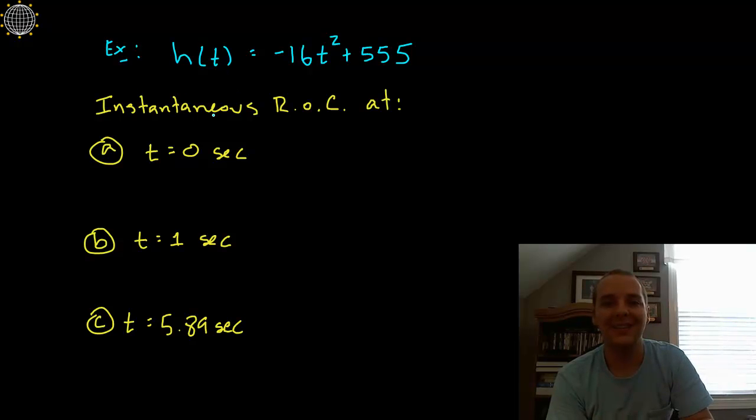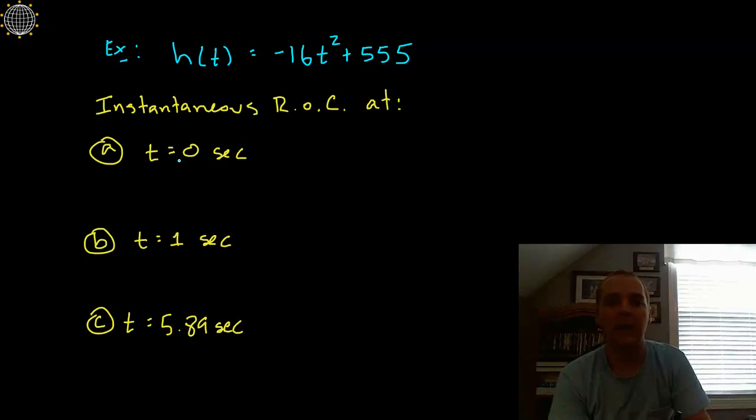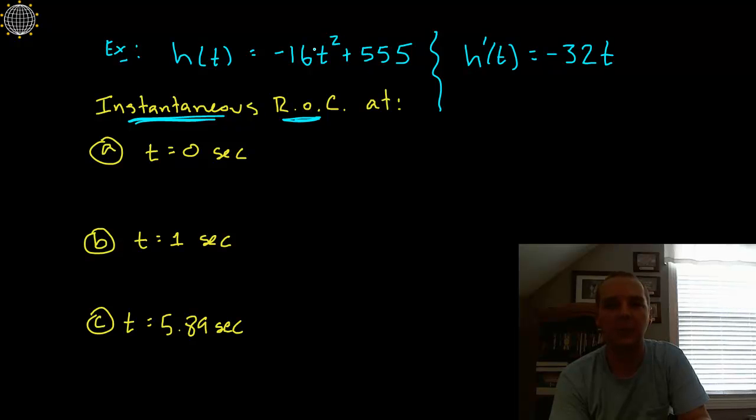All right, what's the instantaneous rate of change of this height function, dropping a coin off the top of the Washington Monument, at 0, 1, and 5.89 seconds? And we'll interpret what these answers mean. So when I see the words instantaneous rate of change, I know I'm going to need the derivative. So I use my derivative rules to differentiate this, and it would be negative 32t using the power rule, and the 555 goes away because the derivative of a constant is 0. So I'm going to plug in 0, 1, and 5.89 here.